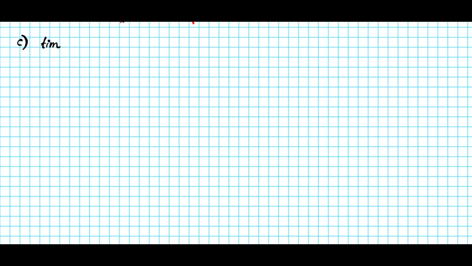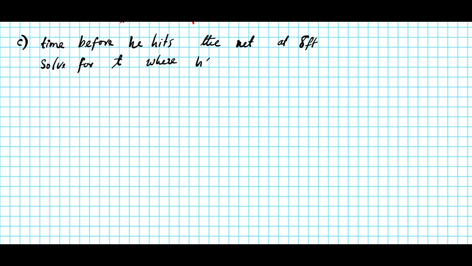So the time before he hits the net at 8 feet just involves solving for a time value t where the function has a value of 8. So we'll just simply set our function to 8 and then we'll solve. Okay, so let's go ahead and do that.